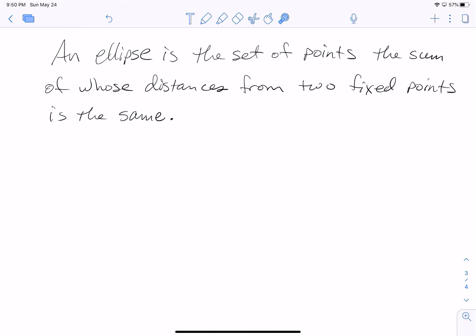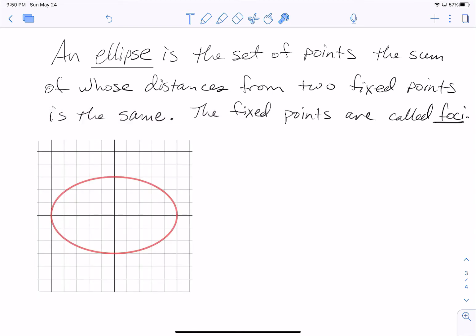A geometrical definition for an ellipse is that it is a set of points, the sum of whose distances from two fixed points is the same. The fixed points are called foci, and that gives rise to a shape that looks kind of eggy, oblong. Anyway, people call it an oval. For this picture here, we have the foci, which are near the ends of the ellipse. In this case, they're not always like that.